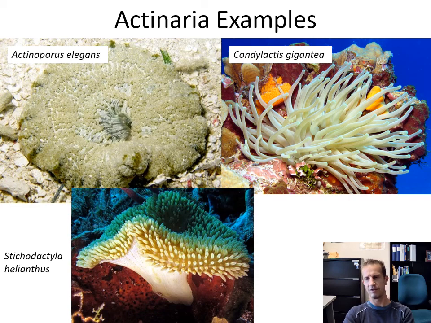So these anemones have no skeleton; they're mushy, but they have interesting looks as well. Condylactis gigantea is the giant anemone. It's one of the most beautiful ones in the Caribbean, but it's not the only type. Stichodactyla helianthus, the sun anemone, is also a beautiful anemone found in the Caribbean. I don't know what the common name is for Actinoporus elegans, but it's one that you'll find in very shallow areas like seagrass beds sometimes.